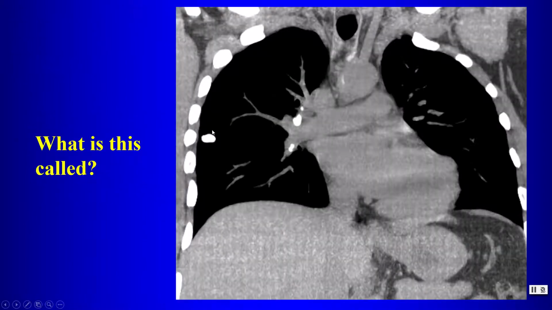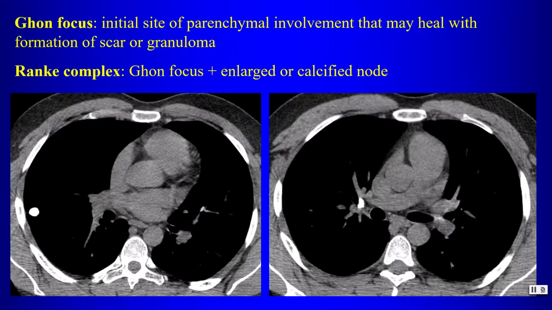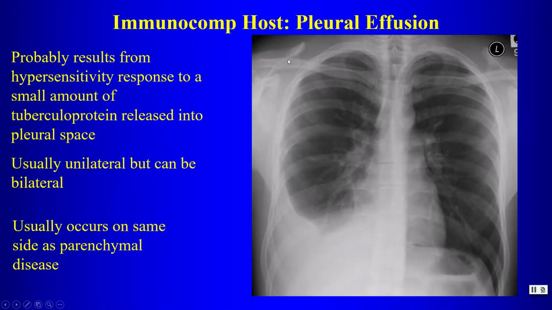Now this patient has this calcification that we see here in the right lung along with these calcified lymph nodes, and there is a term for this combination of findings. So that term is a Ranke complex. The Ghon focus is the initial site of parenchymal involvement that can heal with a calcified granuloma, as we see here. The Ranke complex is when we have the Ghon focus plus an abnormality within a lymph node, either an enlarged or a calcified lymph node. So the combination of a calcified granuloma and calcified lymph node is called a Ranke complex.